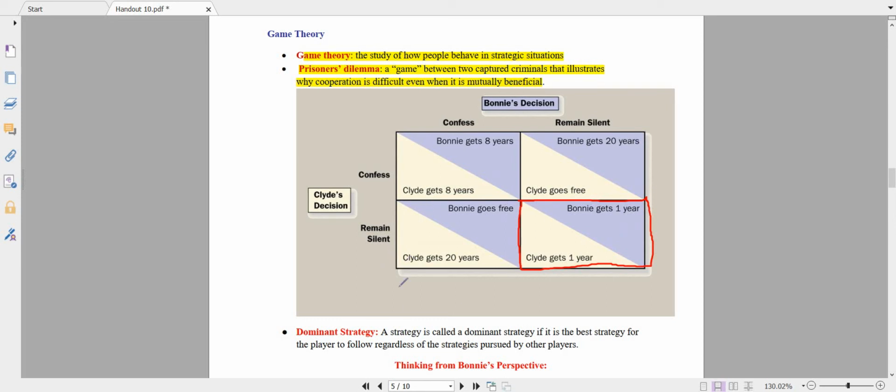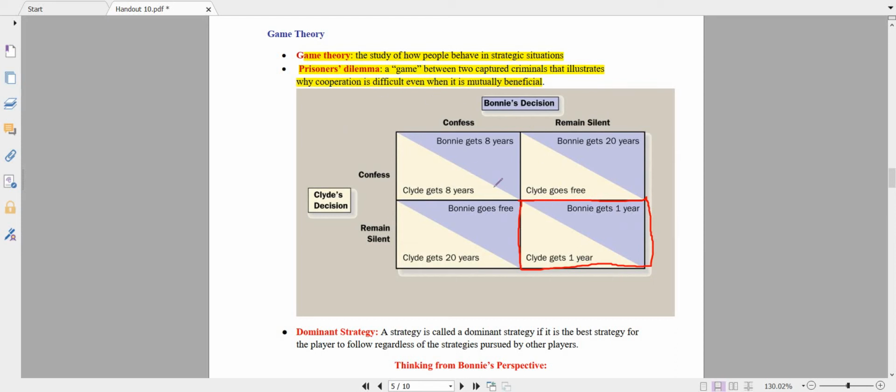Look, this is not mutually beneficial for both. Bonnie goes free, so Bonnie has an advantage, whereas Clyde is getting 20 years in prison. So both the parties will never agree to this outcome.